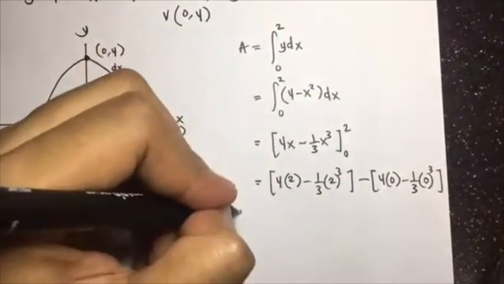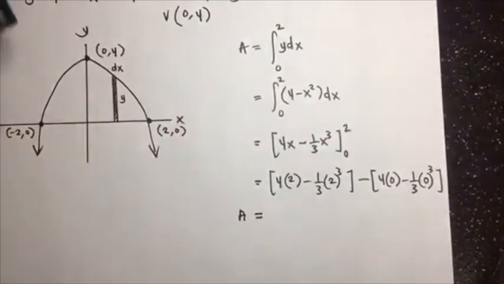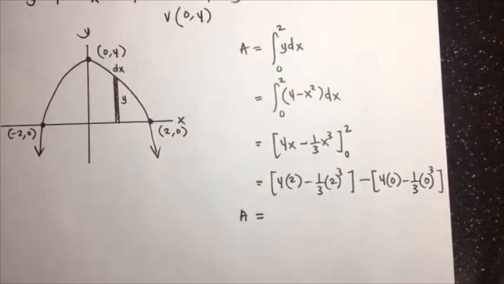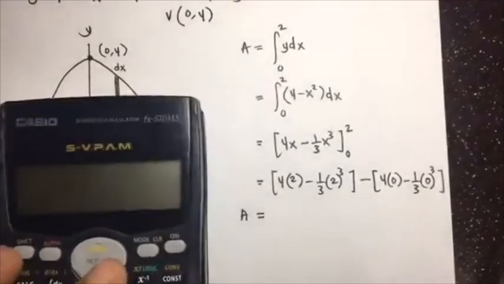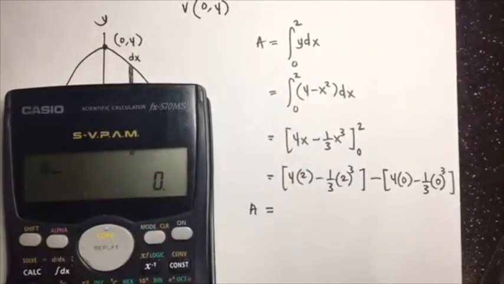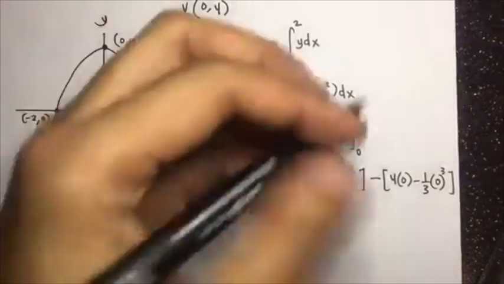So we will now have an area. Using our calculator, it is 4 times 2 minus 2 cubed over 3. So our area is 16 over 3.